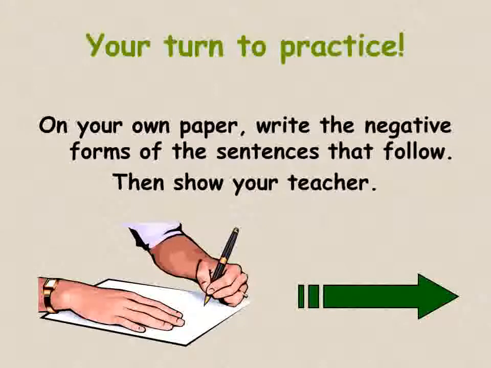Negatives in English can definitely be difficult and confusing, so it's really important to practice. And I think sometimes it's easiest to start first by practicing in writing. So now it's your turn. On your own piece of paper, write the negative forms of the sentences that follow. Then show them to your teacher, and he or she can correct them.